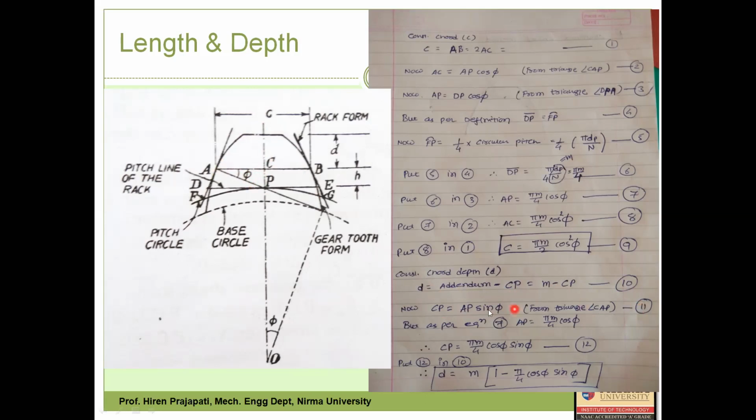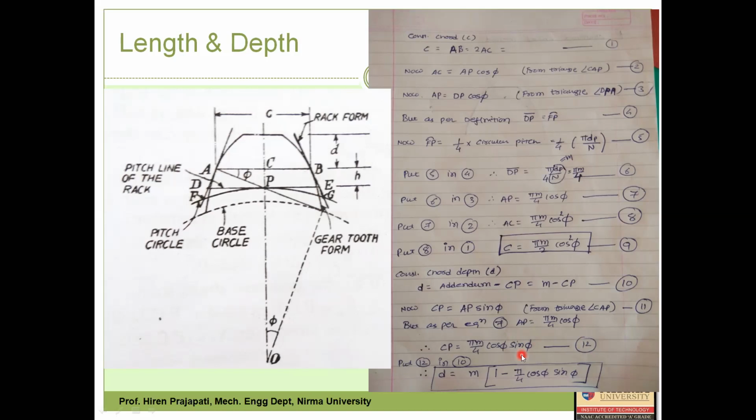Equation number 11. Now AP, we know the value of AP from equation 3. Sorry, not equation 3, AP is here. In equation number 7, AP is equal to pi m by 4 cos phi. So let us put the value of 7 in equation number 11. Then we'll get CP is equal to pi m by 4 cos phi into sine phi. Okay, so we got CP. So now let us call this equation 12.